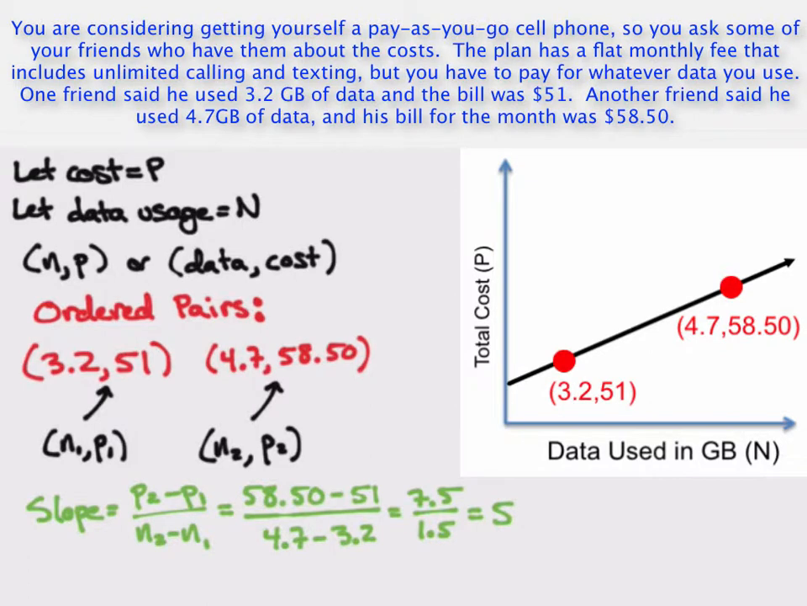All right, so we got a pretty nice slope, 5. But what does that slope mean in this case? That slope of 5 means that for every extra gigabyte of data you use, the cost goes up $5. That is, each gigabyte of data costs $5. All right, now that we've got our slope, now that we've got some points, we can use either of these points and that slope to create our equation, modeling the relationship between how much data you used and cost, using an equation in point-slope form.